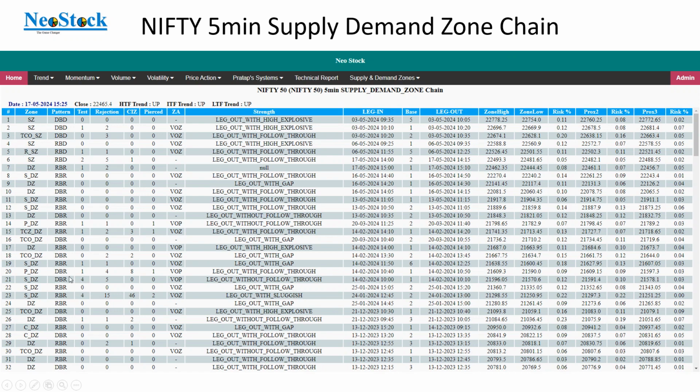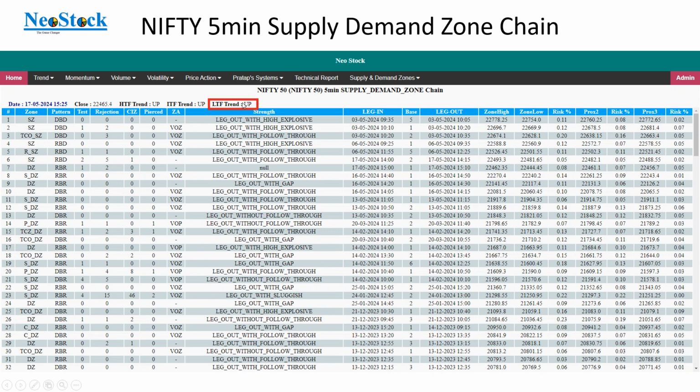These are all the 5 minute zones. Here, the fifth one, you have a high liquidity 5 minute supply zone already tested once. And the eighth one is a high liquidity demand zone. Even the 11th and 12th are also high liquidity demand zones created on 13th May. This 8th one is created on 16th May. So let us look into these 5 minute zones.